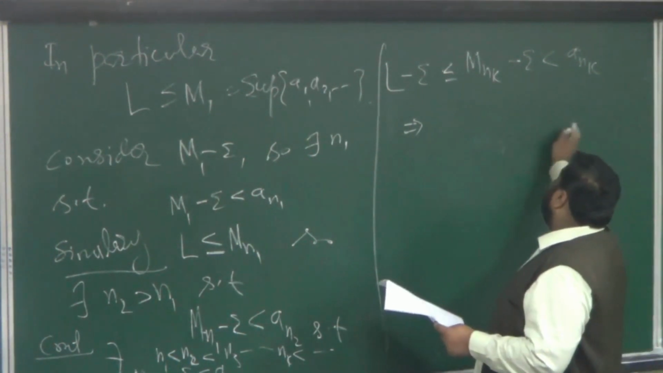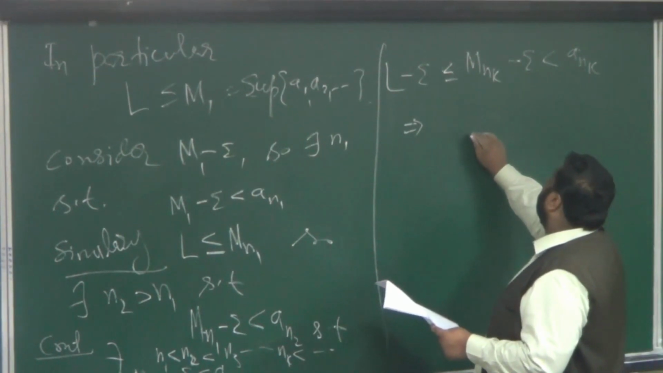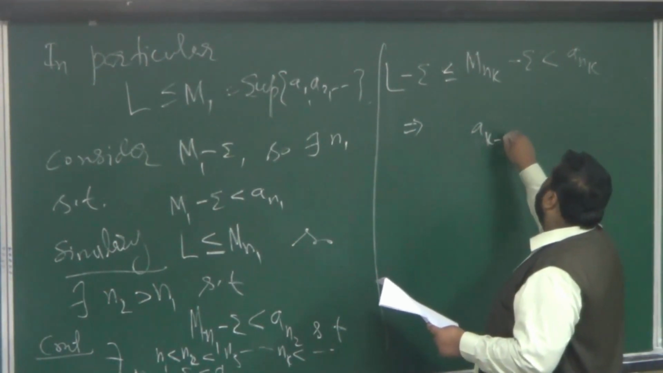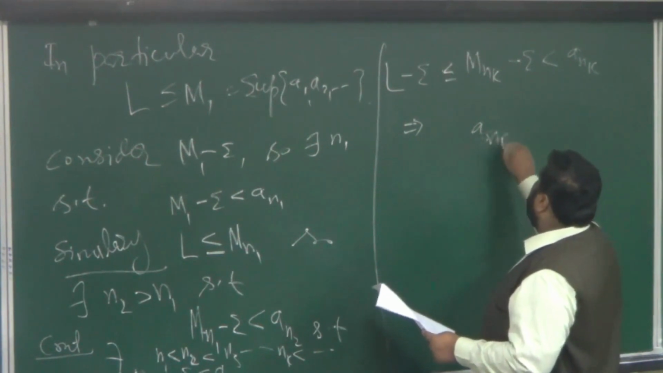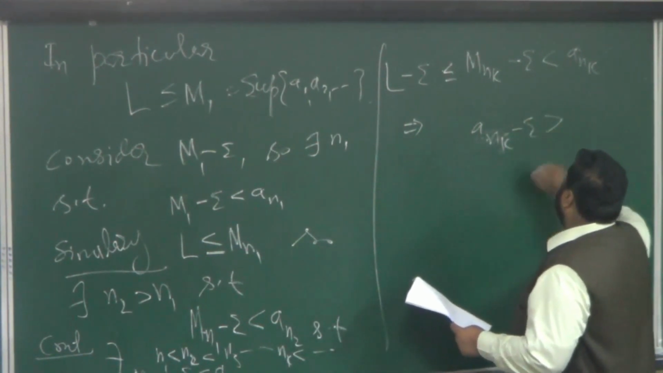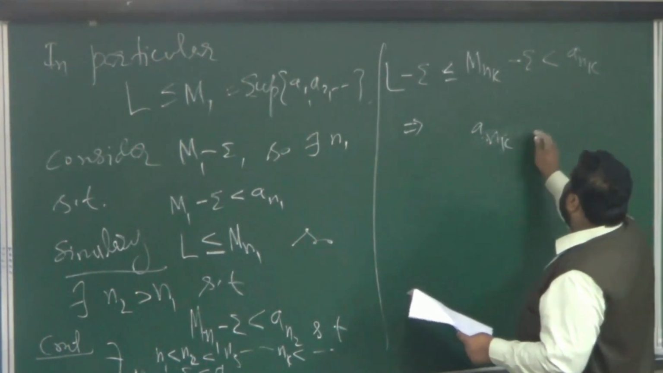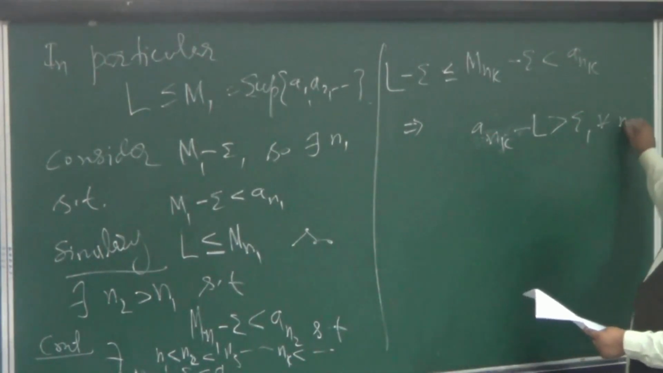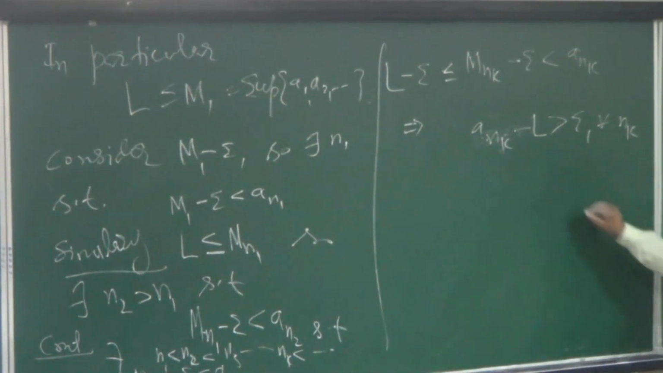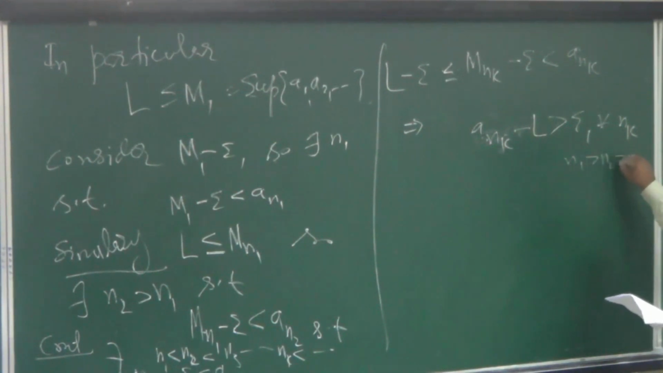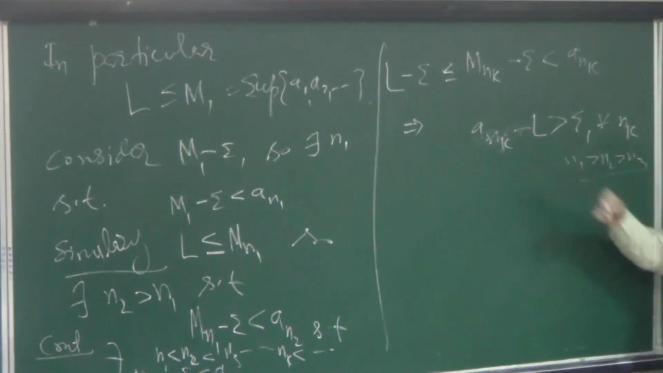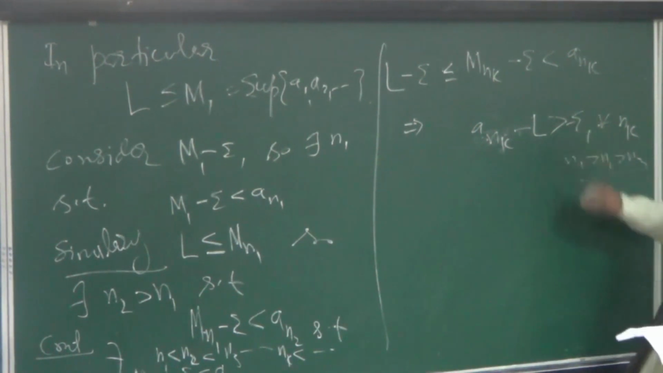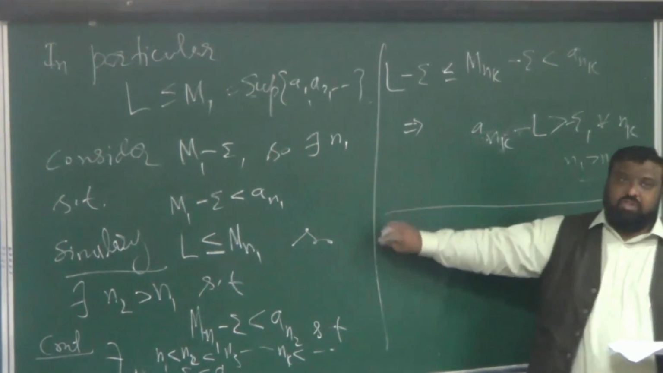Now it makes sense. So I can say that a_{n_k} minus epsilon is bigger than L, and a_{n_k} minus L is bigger than minus epsilon for n_k basically. But these n_k are what? These n_k are n1 bigger than n2 bigger than n3, so these are infinitely many n_k for which this quantity holds. And that's what we want, minus epsilon obviously. That's what we wanted to show.